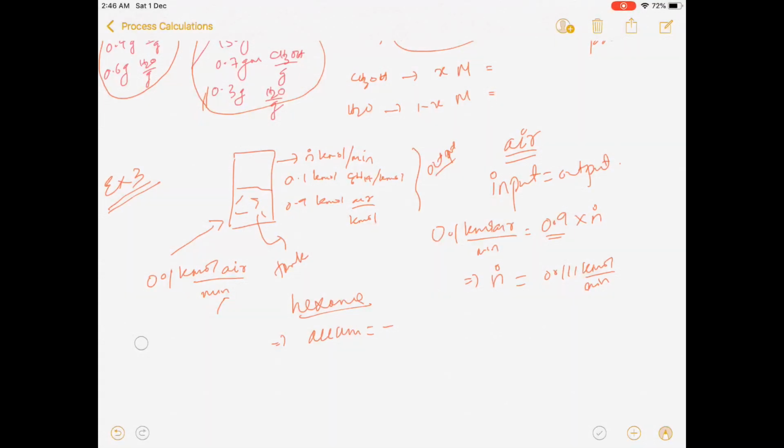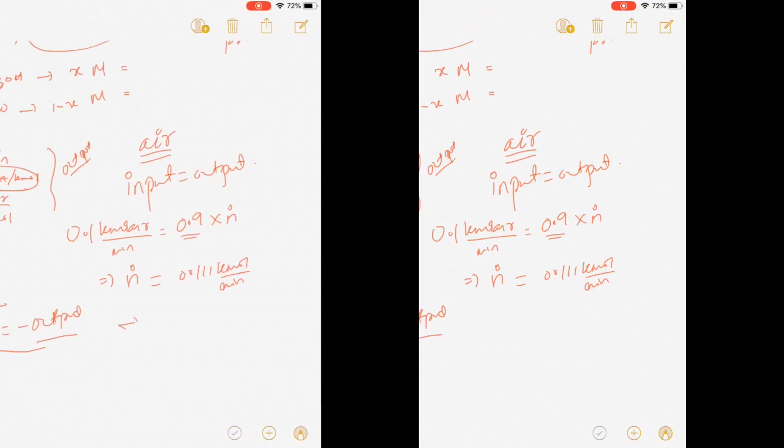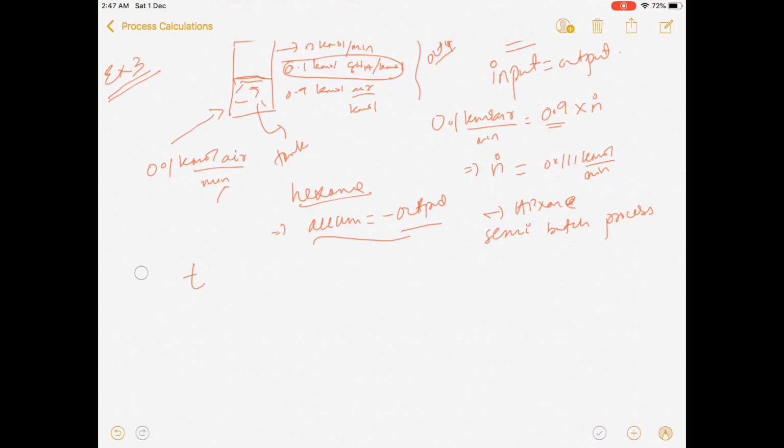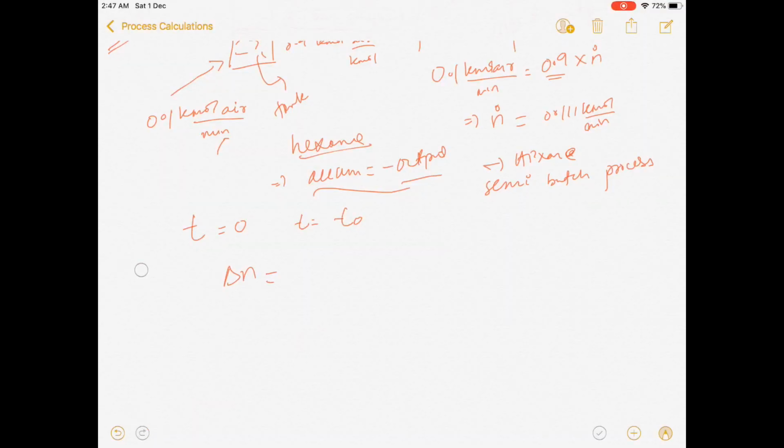If we apply next the balance for hexane, it would be accumulation equals minus output. We could see there is output of hexane in the product stream, and there would be accumulation. Obviously there is a change, there is no input. This would be the balance for hexane. It would be a semi-batch process. Let's say we consider from time t equals 0 to time t naught. The change in moles, we need to find that.